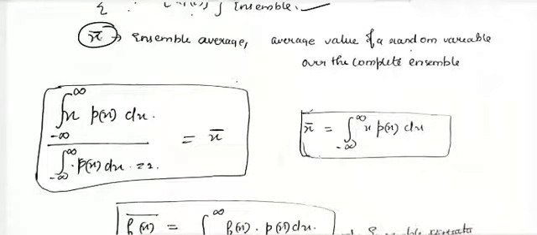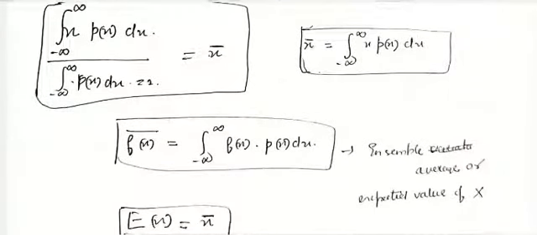So, that is equal to x bar, which is equal to integral minus infinity to infinity x into p of x dx. This is a very important formula. Whenever you are asked to find out the ensemble average, what you have to do is please multiply x into the probability density function and then integrate it minus infinity to infinity.